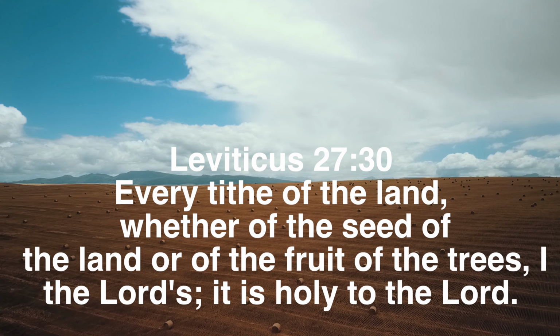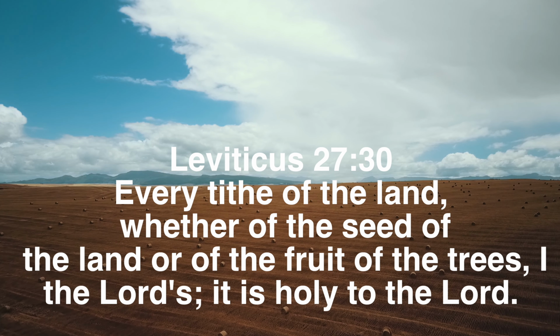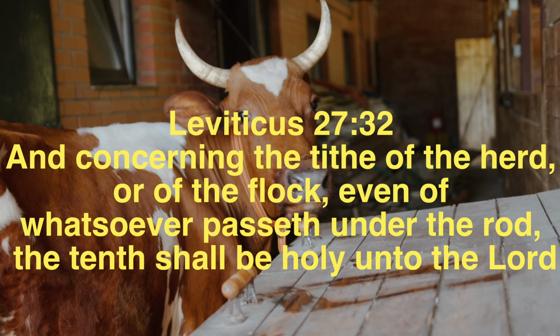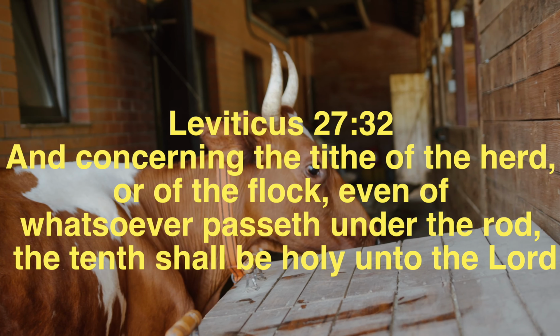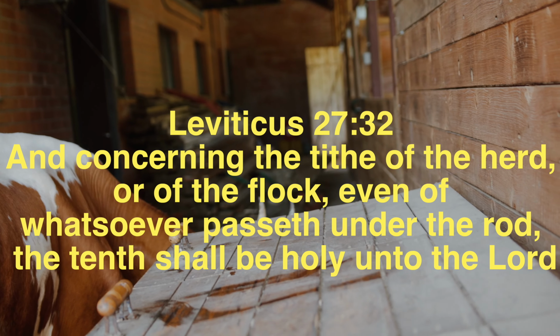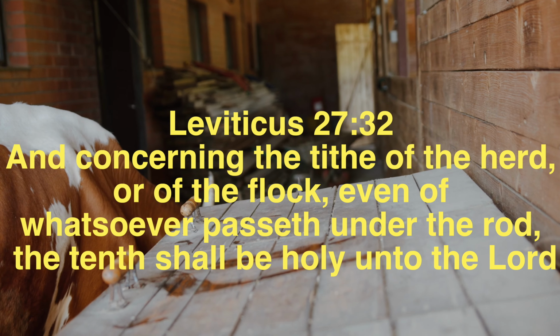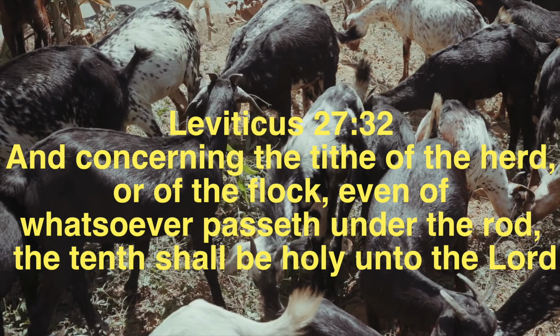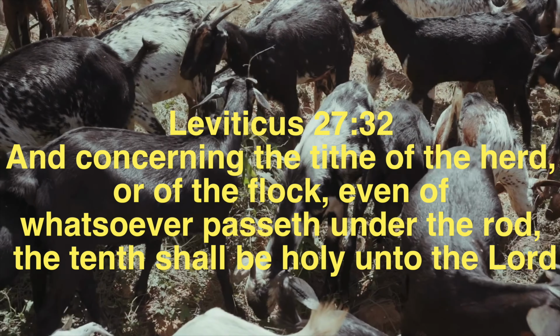But then we also had animals. Animals were also part of that tenth. If you go to Leviticus chapter 27 and verse 32, it states, "And concerning the tithe of the herd or the flock, or whatever passes under the rod, the tenth one shall be holy to the Lord." So now we see that the tenth, or the tithe, is being applied to both the animals and the land or the crops. So far, no money has been involved. The 10% is dealing specifically with those things.